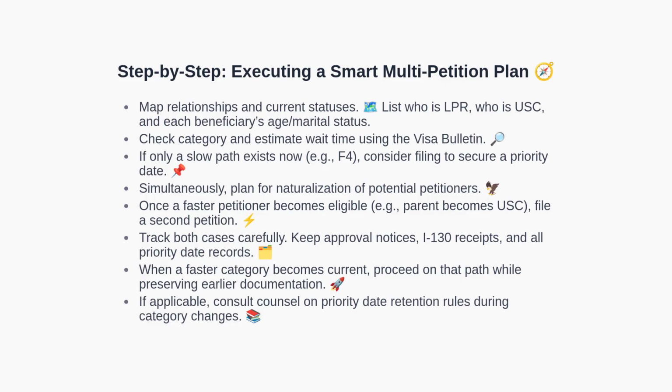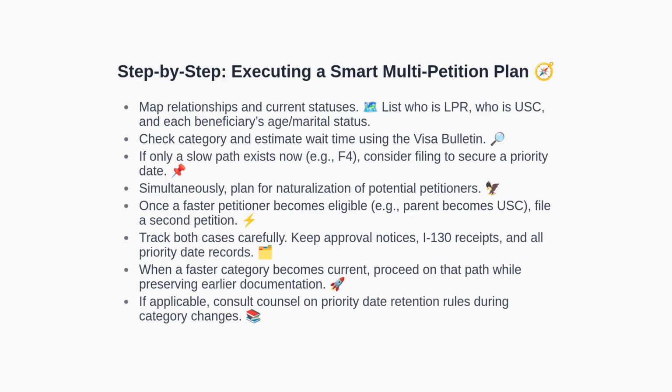Meticulous record keeping is essential. Retain receipts, approval notices, and priority date documentation. When a faster category becomes current, advance on that path, but preserve earlier petitions in your records. Finally, if category changes occur, consult competent counsel about the possibility of retaining priority dates.